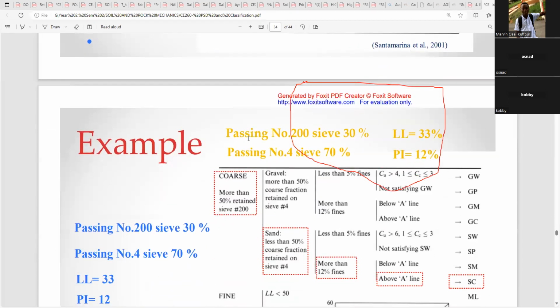So we go to the table again. Can you see we were given liquid limits and plasticity index values? They are here. Please, do you see that? Yes, sir. Okay. So our liquid limit is 33% and our plasticity index is 12%. We are going to plot that. And after plotting, we indicate whether it falls above the line or it's below the line.